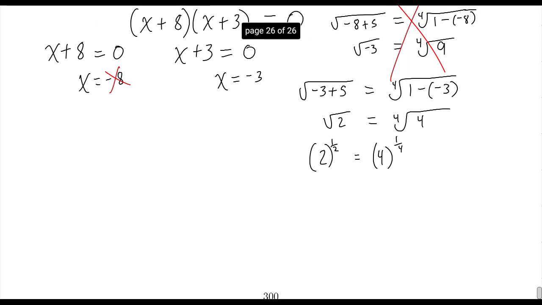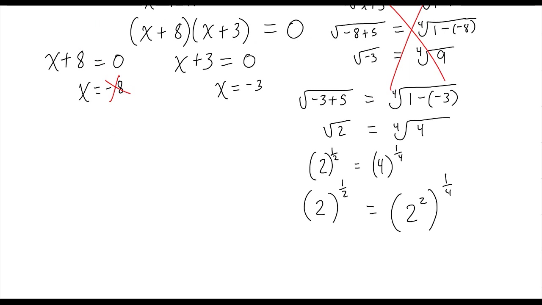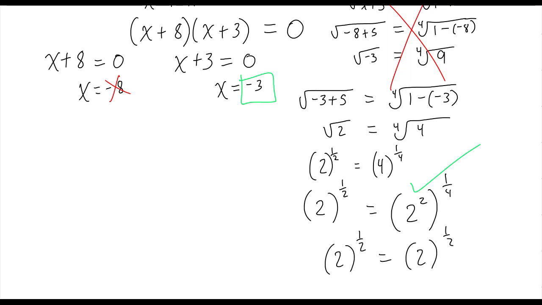Well, think about for a second that 4 can be rewritten as 2 squared. So this is the same thing as 2 squared to the 1/4 power. But whenever you raise an exponent to another exponent, you multiply them together. So 2 times 1/4 is 1/2. So they actually come out to be the same thing: 2 to the 1/2 power. I know, that was a little bit complicated, but they're the same, which means that I do have a solution, and that solution is negative 3.